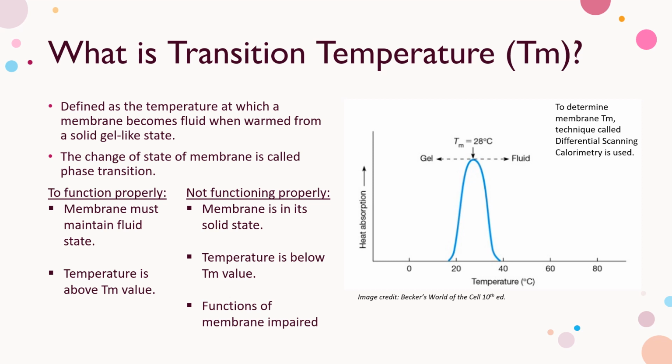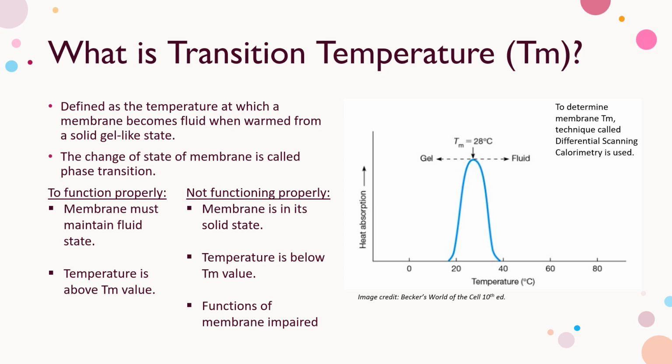Here are listed some of the requirements that a membrane must go through in order to function properly and not function properly. To function properly, the cell membrane must be in its fluid state. This means that the temperature has to be above the Tm value. And for the membrane to not function properly, the membrane is in its solid state. This means that the temperature is below its Tm value. Usually in the solid state, the function of the membrane is impaired, such as cell-to-cell communication, detection and transmission of signals, and transports of solutes.